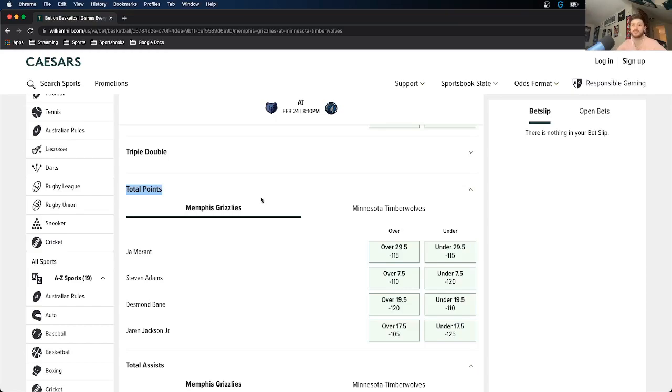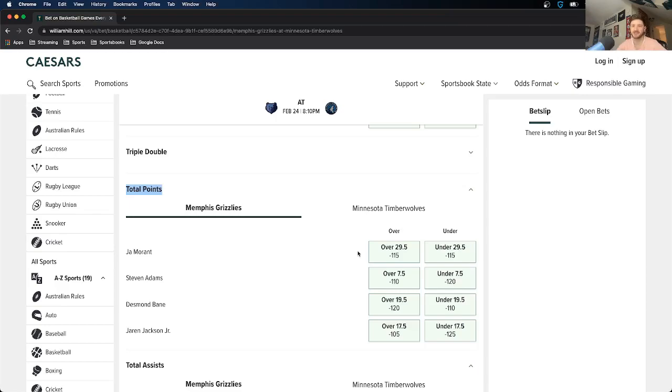As far as profitability, generally under point totals hit at a higher rate than overs. Not at a rate where you could just bet every single player point total to go under and you will profit. But I think it's like 51% of the time the point totals go under.